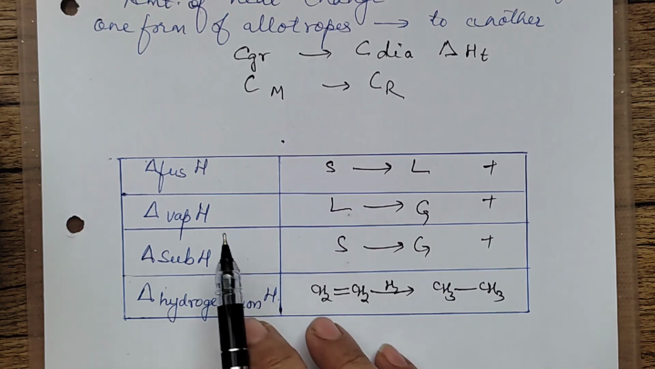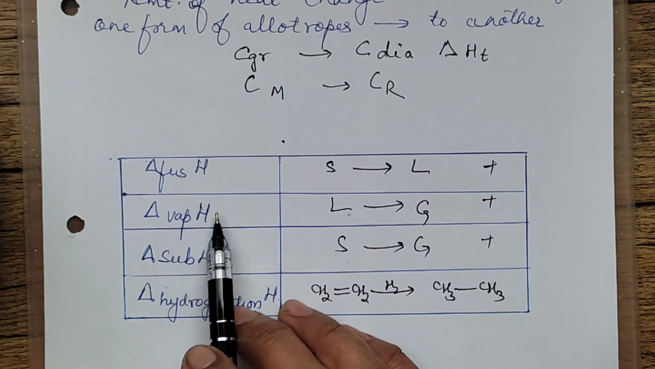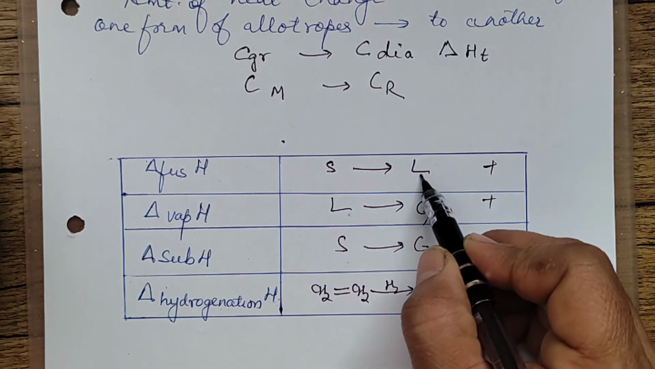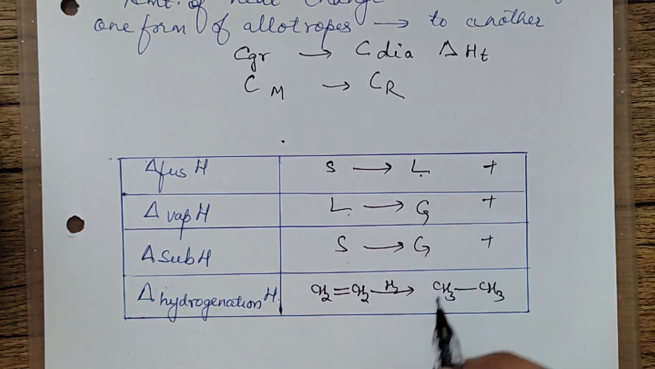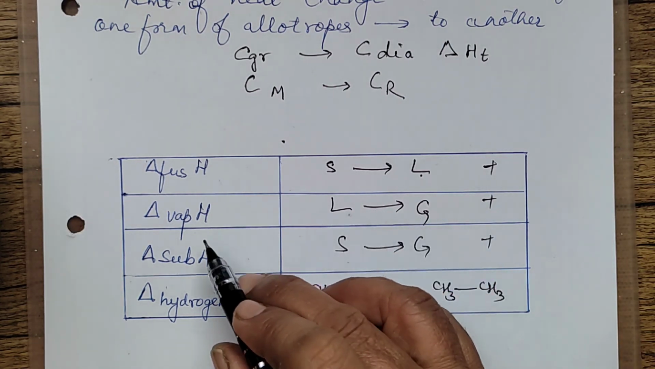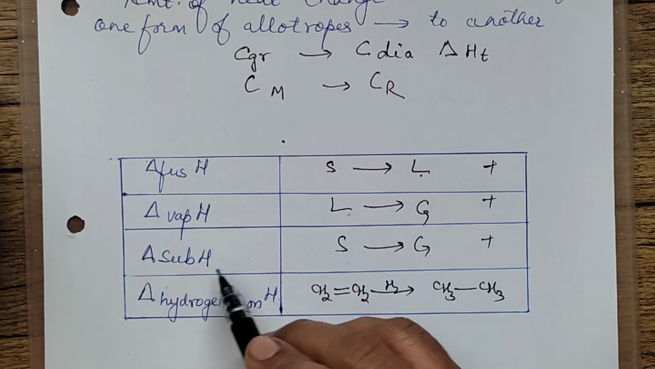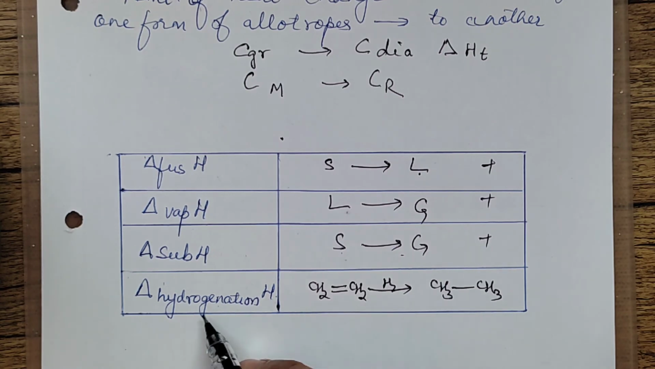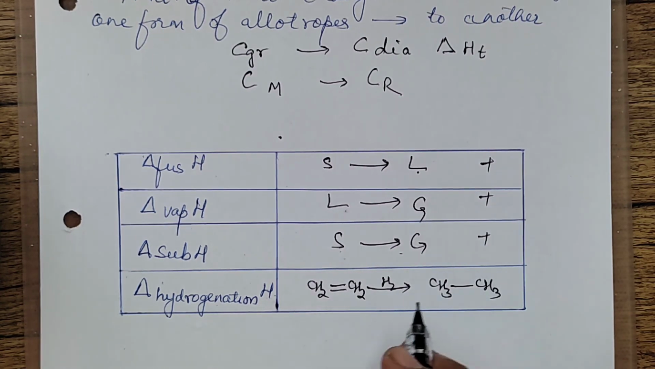Now just see: this is enthalpy of fusion, vaporization, sublimation, hydrogenation. When 1 mole of solid is converted to liquid, what is the enthalpy required? That is enthalpy of fusion. 1 mole of liquid converted to gas is enthalpy of vaporization. 1 mole of solid converted to gas is enthalpy of sublimation. When 1 mole of unsaturated hydrocarbon is converted into saturated hydrocarbon, meaning 1 mole of H2 is added on, what is the enthalpy change taking place? That is called the enthalpy of hydrogenation.